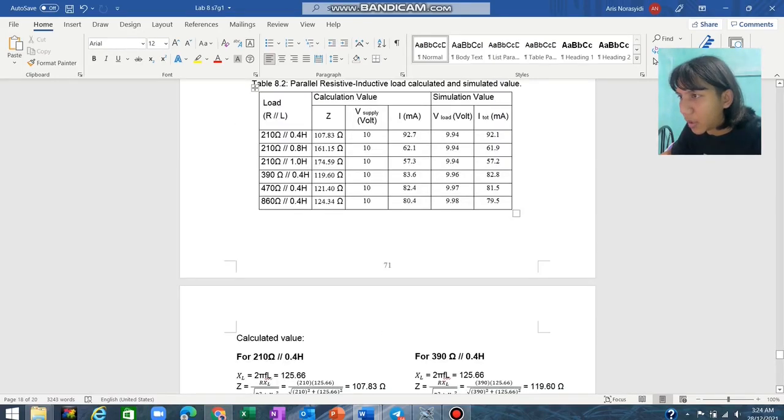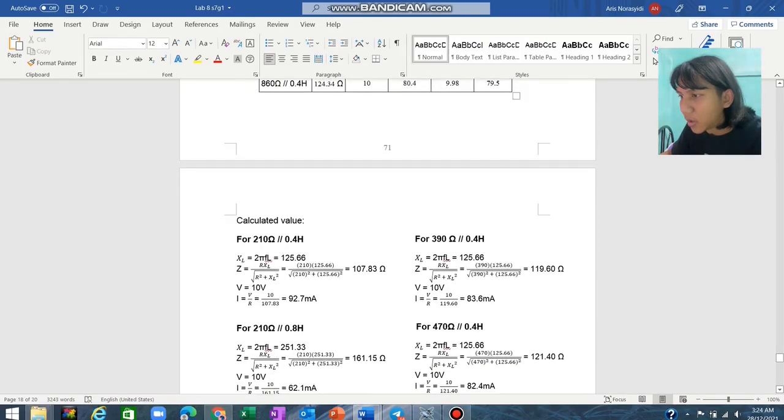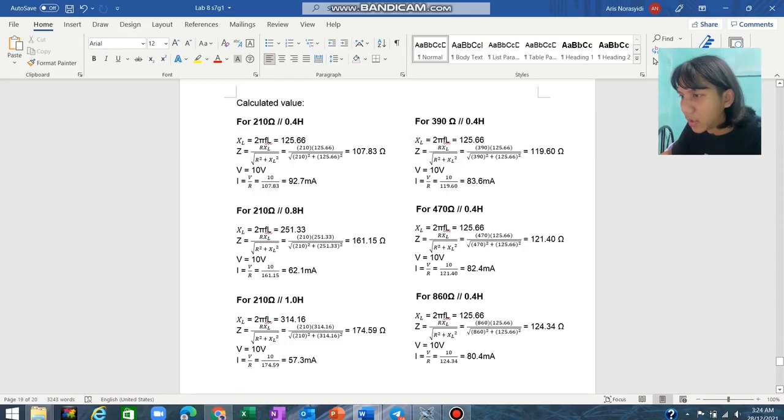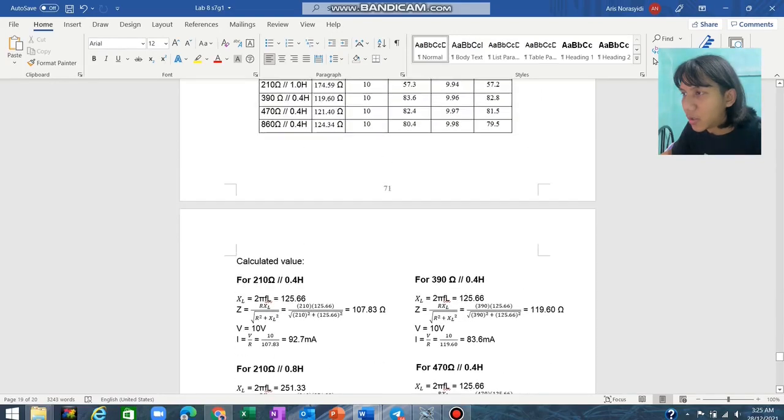After that, we find the calculation value. Here is my calculation. First we find XL, and then we find the impedance using this formula because the circuit is in parallel. The volt is 10 volt, and then using Ohm's law, we find the current. So we record it in the table.